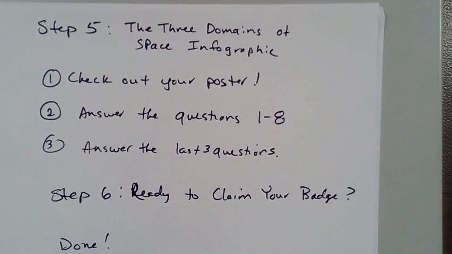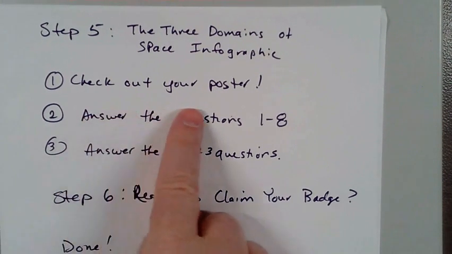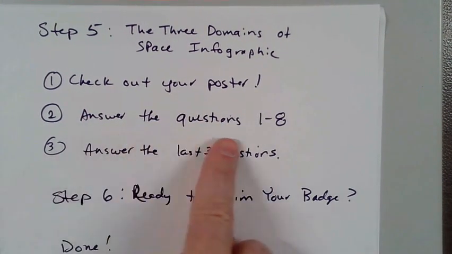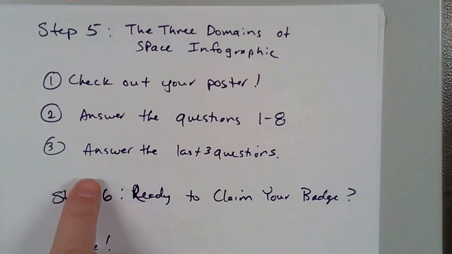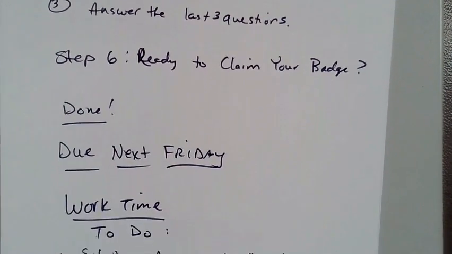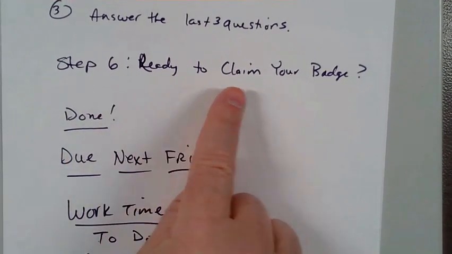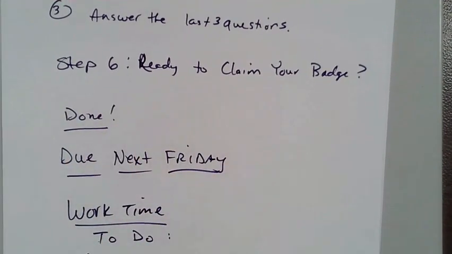Brings us to step 5, the 3 domains of space infographic. This will put together a poster from all of your images, answer the questions 1 through 8, and finally the last 3 questions at the bottom. Step 6 asks you if you're ready to claim your badge. If you are, then you go ahead and click yes that you are at the bottom, and you're done.